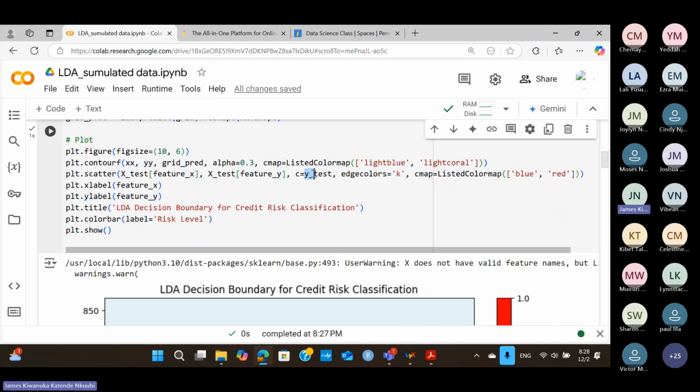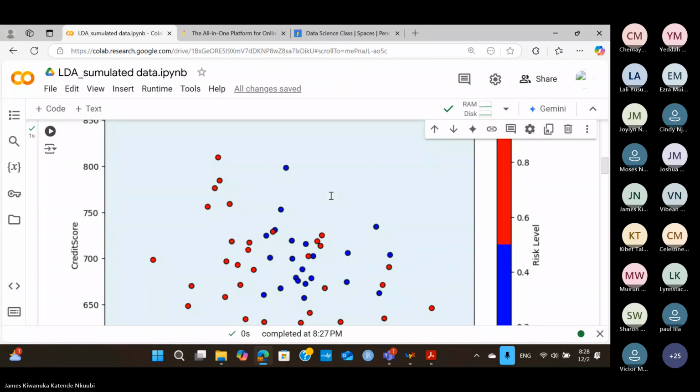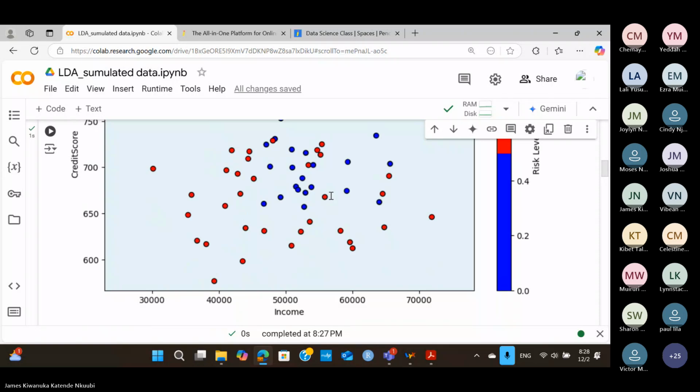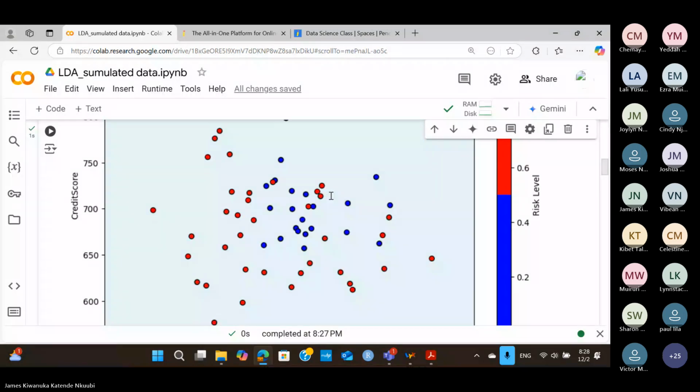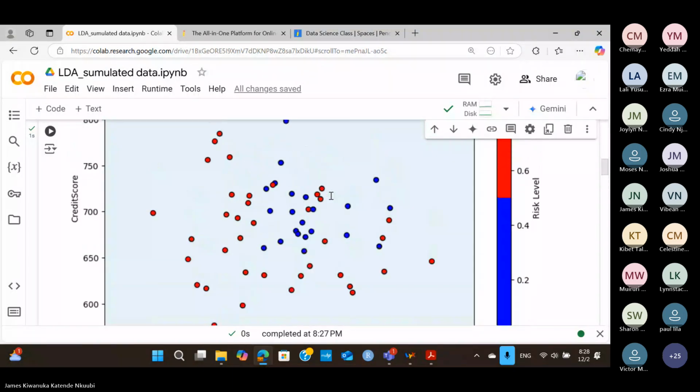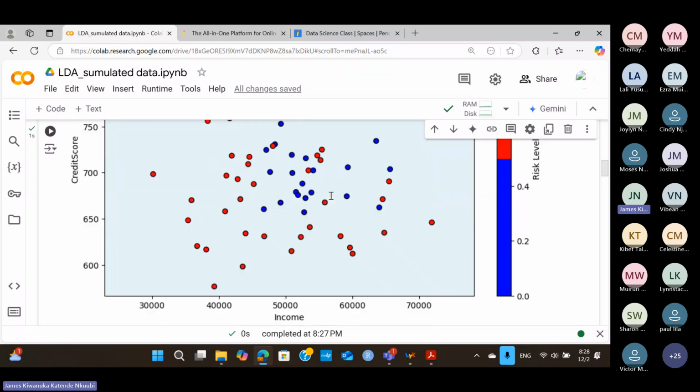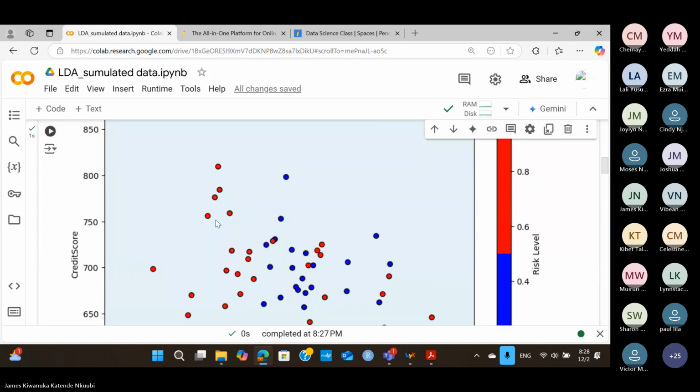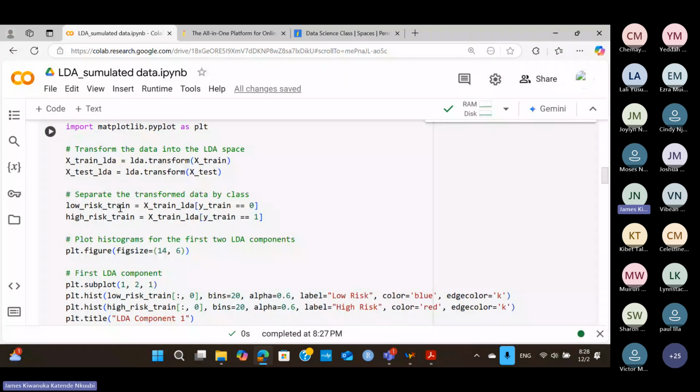And then you color them using the ground truth. So this one just uses the two variables as they are, the raw variables, income and credit score, then colors them with the ground truth. I think that is the case. The actual values.